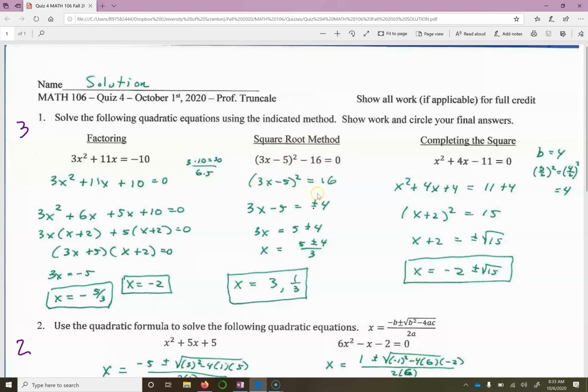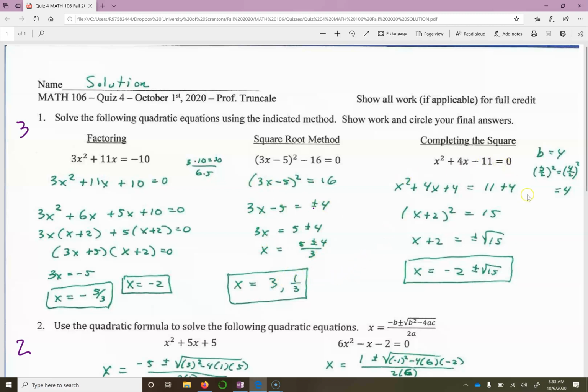Now, one thing I saw was an issue is that when you take the square root of 16, you're getting a plus or minus 4, not just a 4. So there were some people who only had one answer here because the plus or minus was missing. So the left-hand side just becomes the binomial, and then it's plus or minus 4, and then you just solve for x. And for this one, you could just get actual values for the 2 solutions.